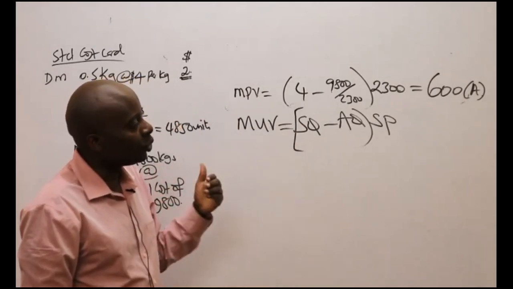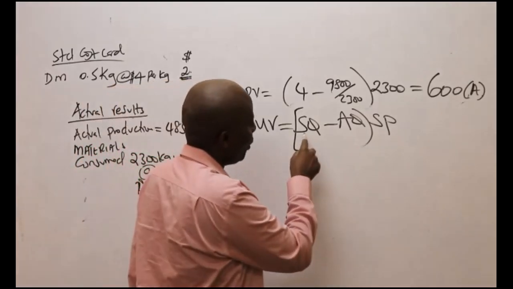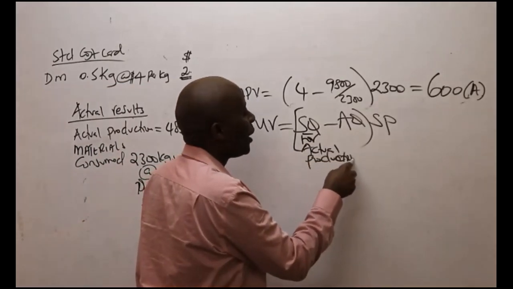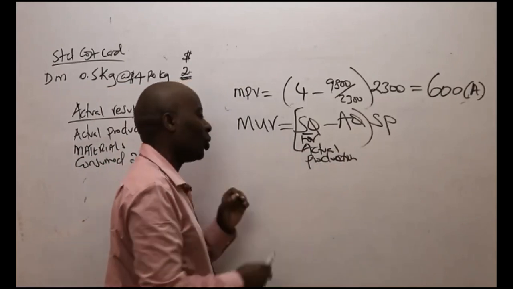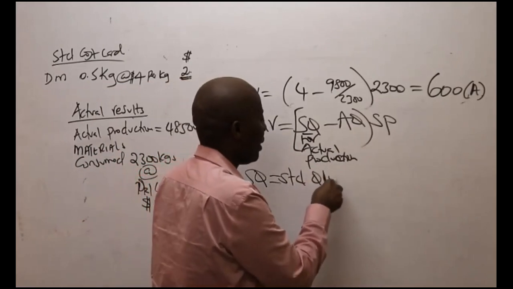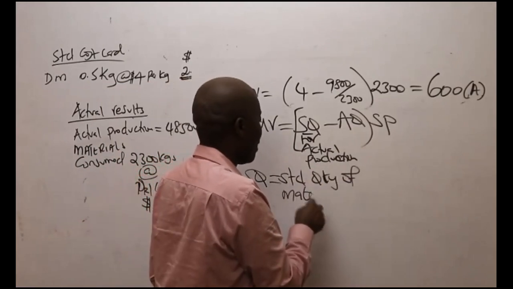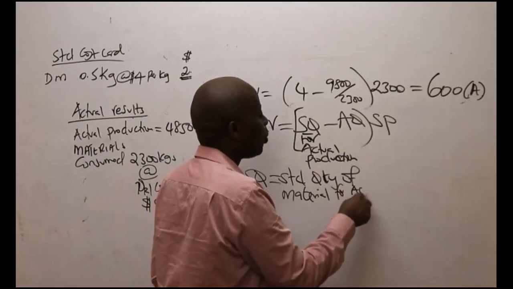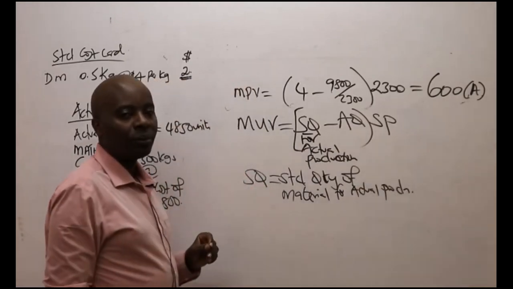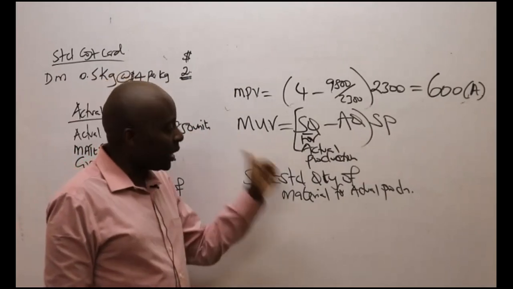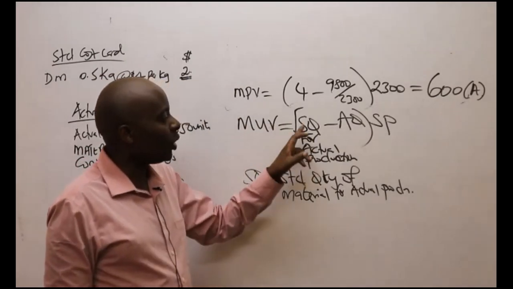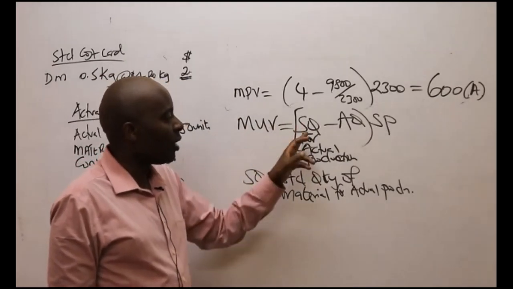So we have our standard quantity. And then we have our actual quantity. Please don't forget that this capital SQ is standard quantity for actual production. This is standard quantity of materials for actual production. Meaning that, ladies and gentlemen, you must involve the number of units that were actually produced.